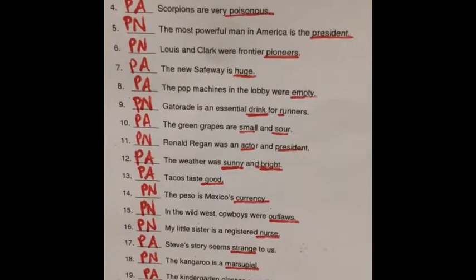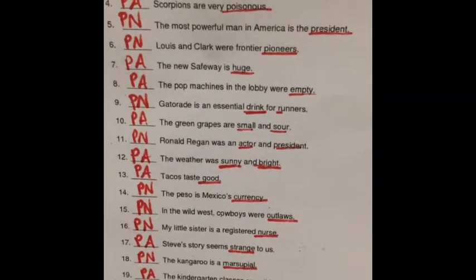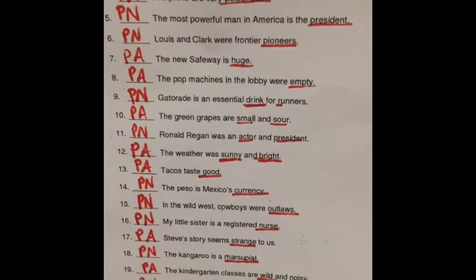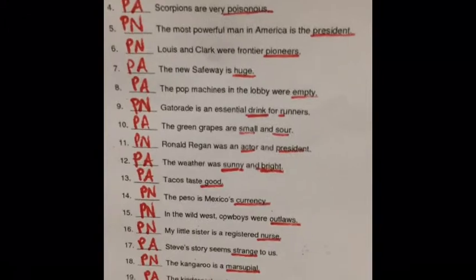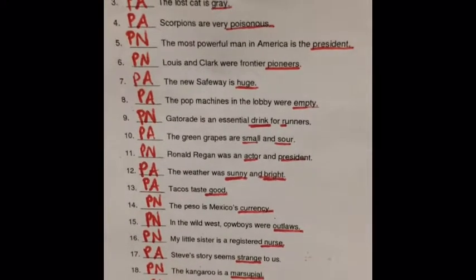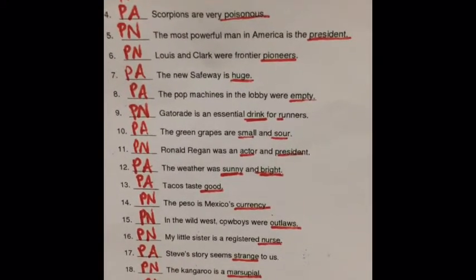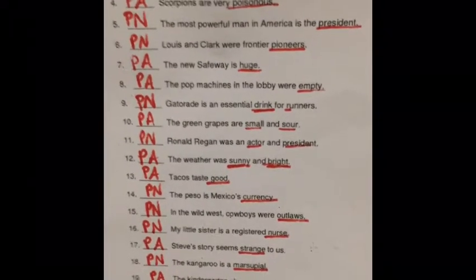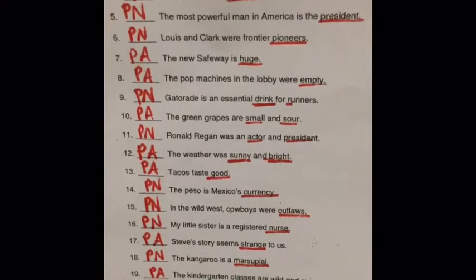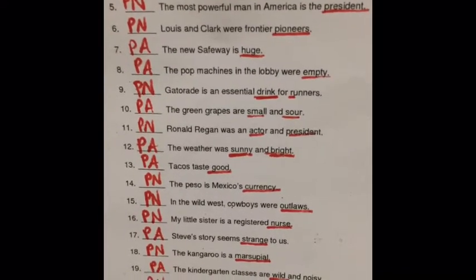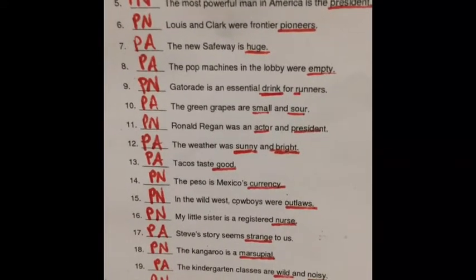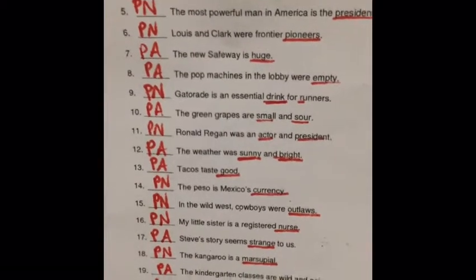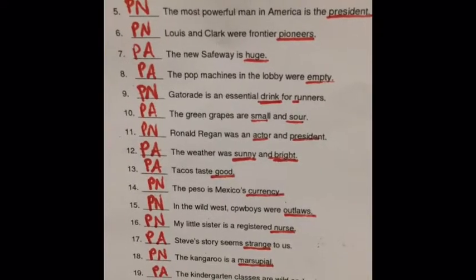Number 9, Gatorade is an essential drink. Do you see that I almost underlined runners and that would have been a mistake? Okay, Gatorade is not a runner. Gatorade is a drink. So drink is predicate nominative that renames Gatorade. Number 10, predicate adjective. You can have more than one. Small and sour are both describing grapes. Actually, green's describing grapes too, but it can't be a predicate adjective. It's just a regular adjective that you would diagram under the word grapes.